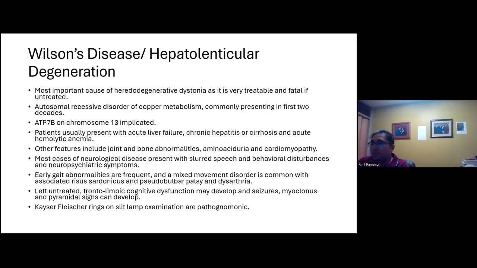But one of the main disorders that we have to talk about briefly is Wilson's disease. It's the predominant and most common heredodegenerative type of dystonia. Why it's important is because it's very treatable, and if left untreated, it is very fatal. It's an autosomal recessive disorder of copper metabolism, and it presents in the first 2 decades with the ATP7B gene on chromosome 13. Patients can present with usually acute liver failure due to copper deposition, hepatitis or cirrhosis, as well as hemolytic anemias.